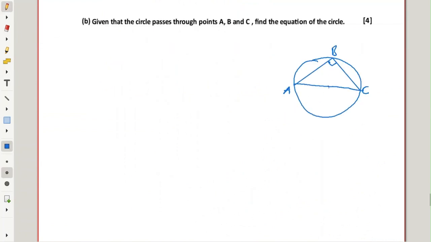All right, so AC, you can find the midpoint of AC.